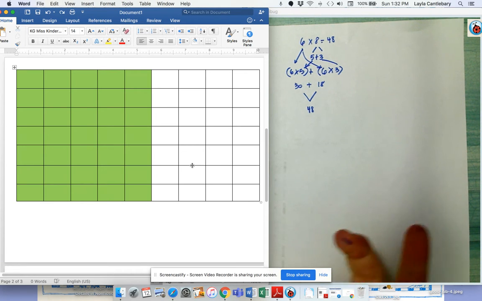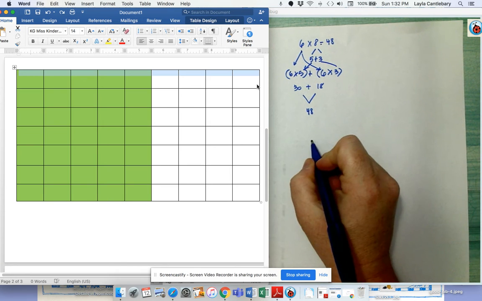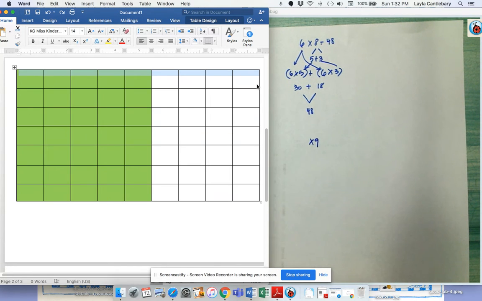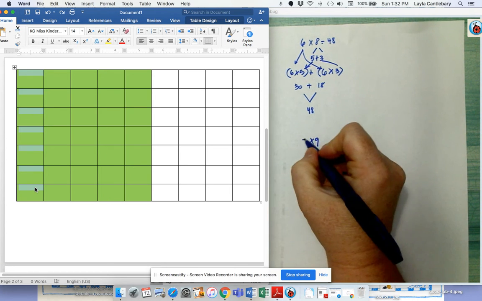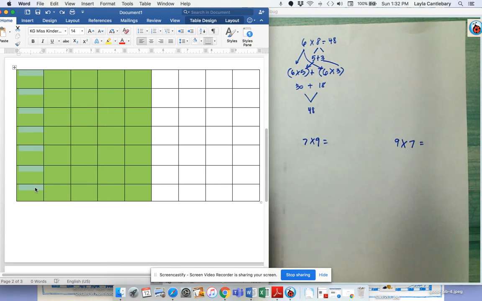All right, hopefully you're done. If you're not, you need to pause it and do the work and then unpause it. So I can see that this is 1, 2, 3, 4, 5, 6, 7, 8, 9 columns. So I've got 9 columns, and then I've got 1, 2, 3, 4, 5, 6, 7 rows. So 7 times 9, or you could have said you're solving 9 times 7 too. Either of those are fine.